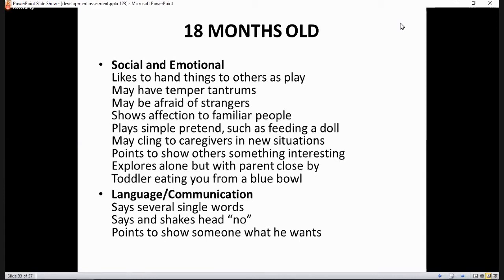In the language, they say several single words, say or shake the head no, and point to show someone what they want.